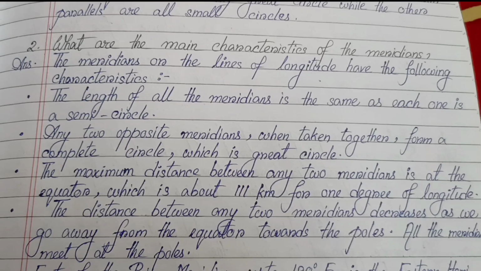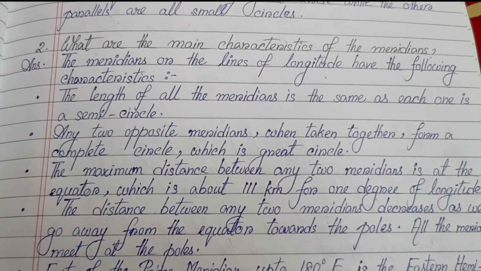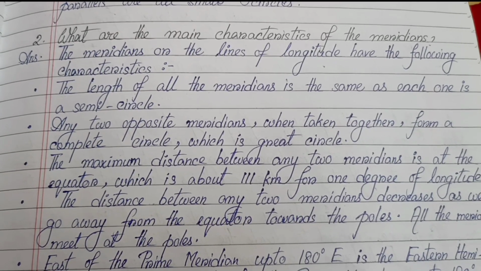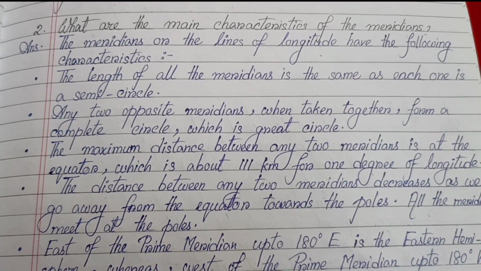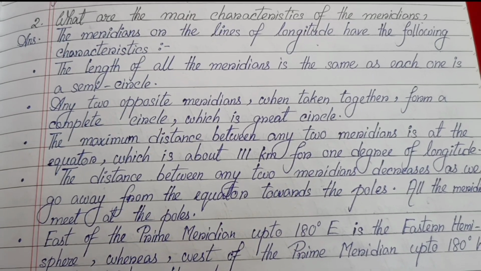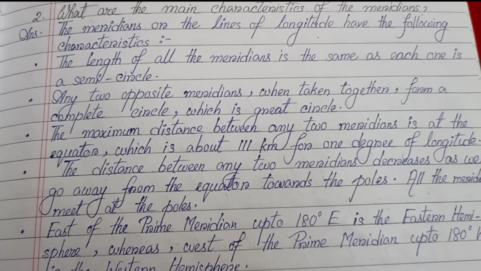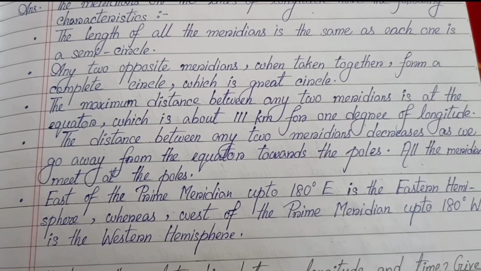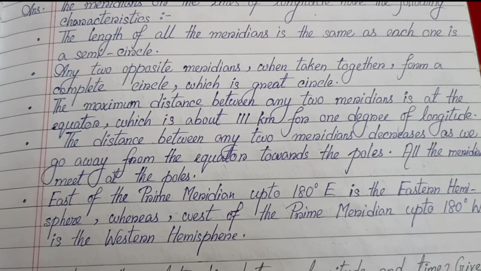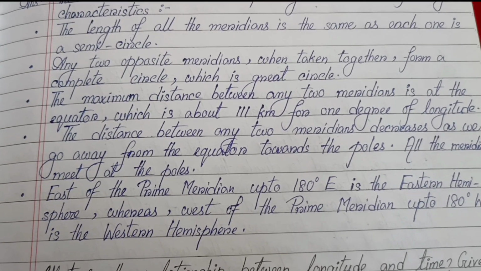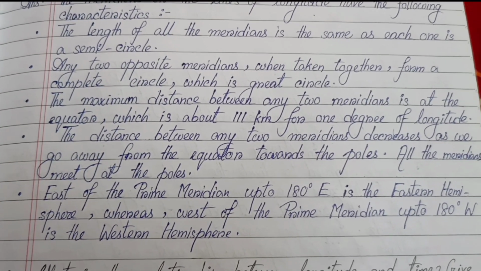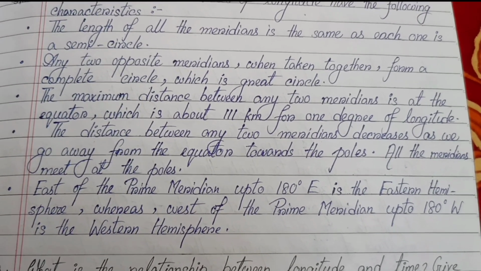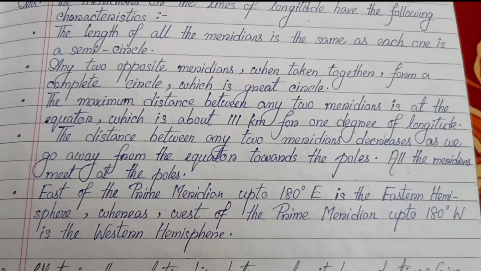The meridians or the lines of longitude have the following characteristics. First point, the length of all the meridians is the same as each one is a semicircle. Next point, any two opposite meridians when taken together form a complete circle, which is great circle. Third point, the maximum distance between any two meridians is at the equator, which is about 111 km from 1 degree of longitude. Next, the distance between any two meridians decreases as we go away from the equator towards the pole. All the meridians meet at the poles.